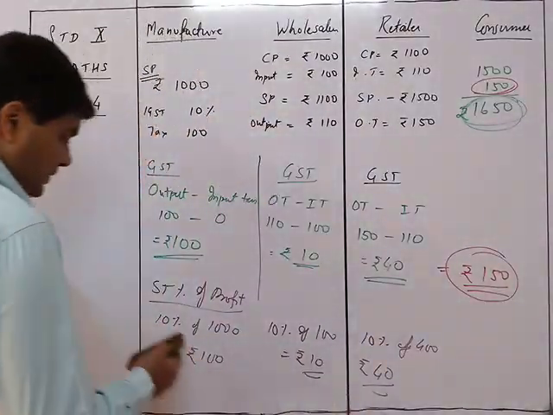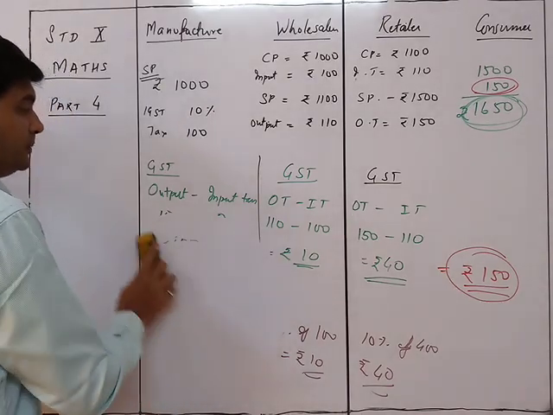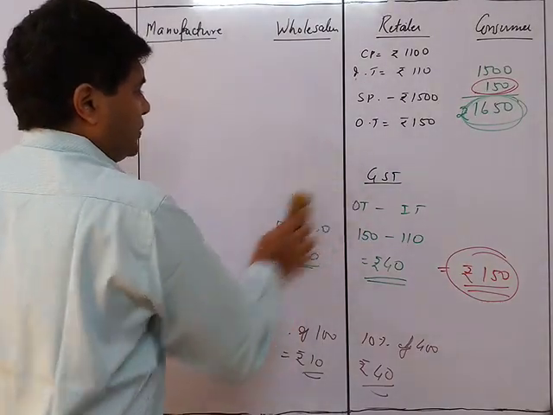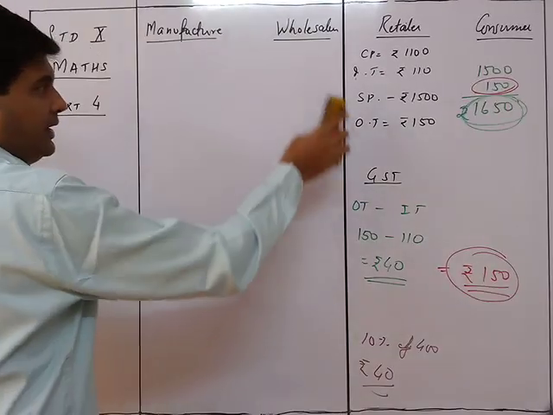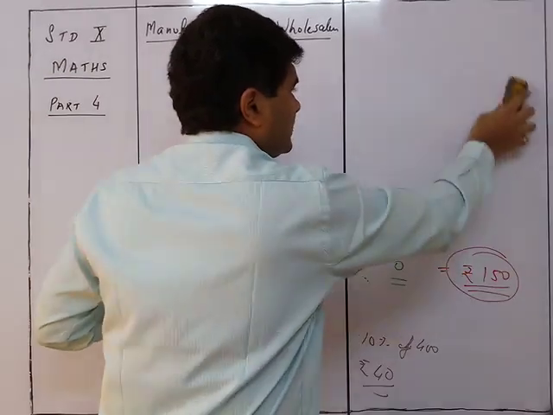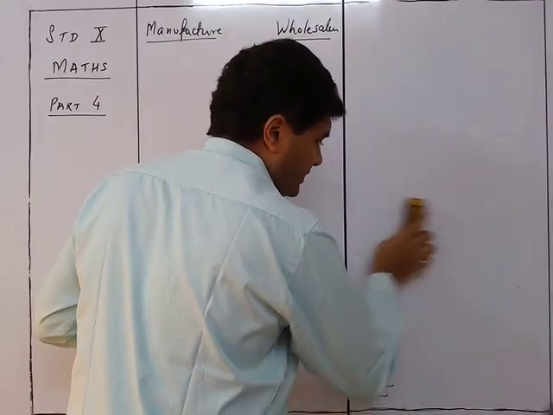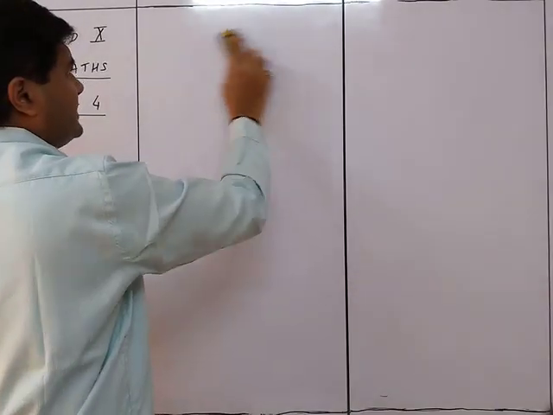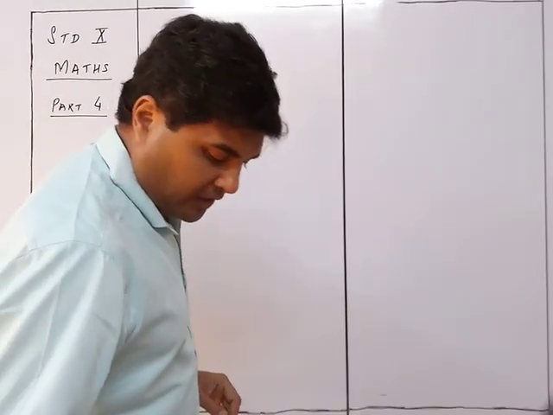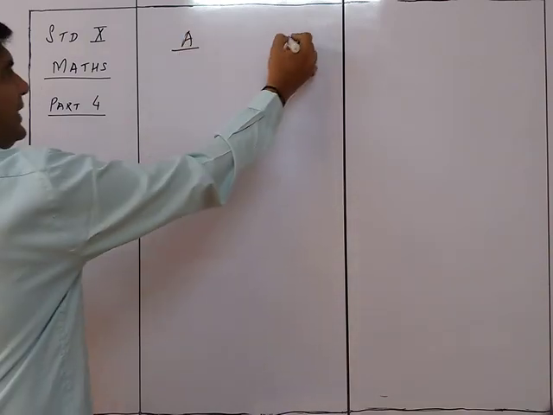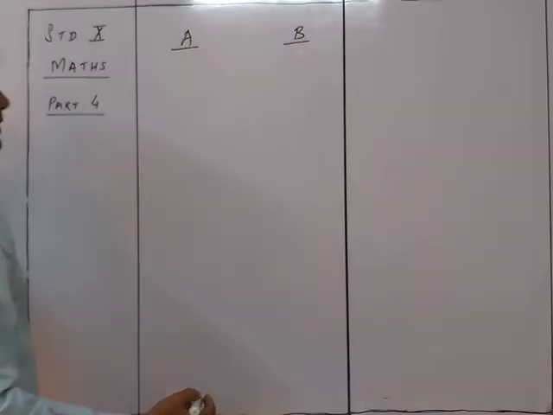So let's see the other part, what exception I am talking about. So let's consider the manufacturer and then wholesaler. We first consider the manufacturer, or rather, not manufacturer and wholesaler, we just consider a shopkeeper or a person A. We'll take a person A and then a person B.